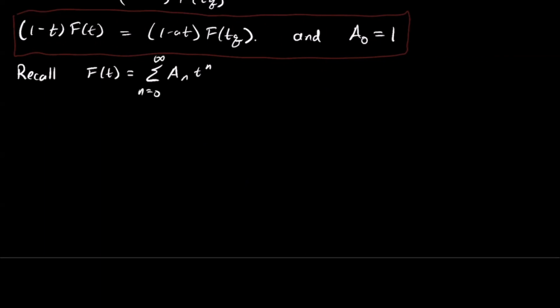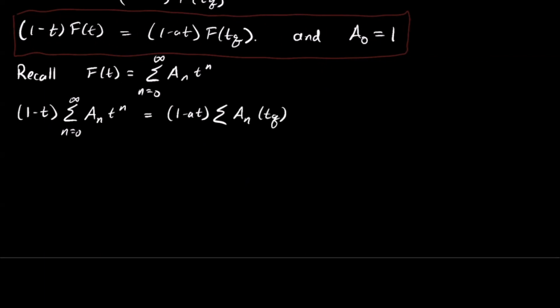So what I'm going to do is substitute this into my recursion. When I substitute this into my recursion, I'm going to get (1 - t) times the sum of a_n t^n, n goes from 0 to infinity. That's the left-hand side. And this is going to equal (1 - at) times the sum of a_n (tq)^n as n goes from 0 to infinity. All right, so I've substituted this into my recursion. And I'm going to take this right-hand side and rewrite it a little bit more nicely. So I'll write this as (1 - at) times the sum of a_n q^n t^n as n goes from 0 to infinity.